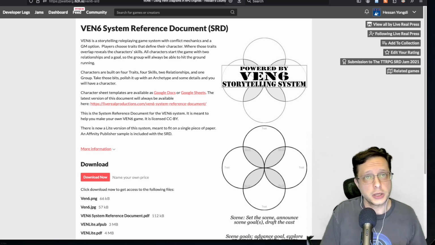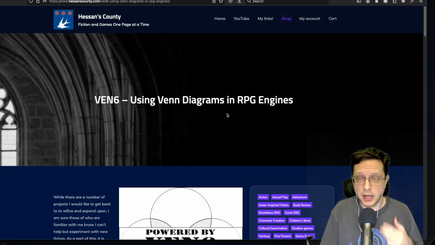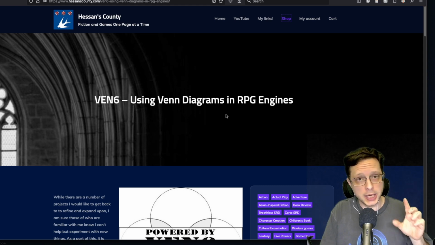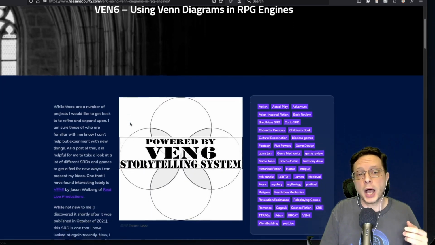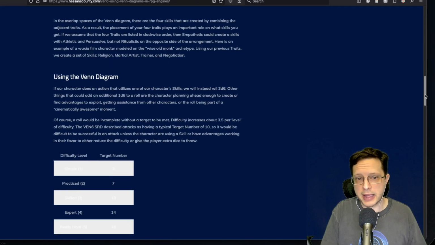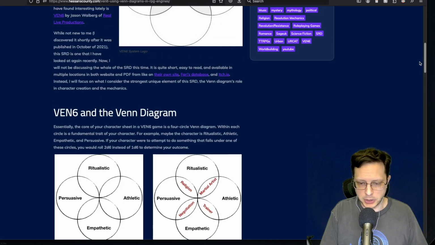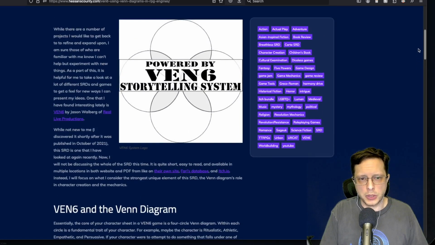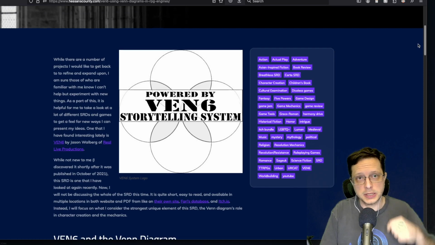One other thing I should mention is, as a part of that original exploration and the original development of Blossom, on my blog at my website, hessancounty.com, I did write about VEN6. So I'm not necessarily going to be covering all of the same material that I have here, but a good amount of it is going to be pretty similar. If you want to read about it rather than watching it, you can definitely check that out. A link will be in the description down below.